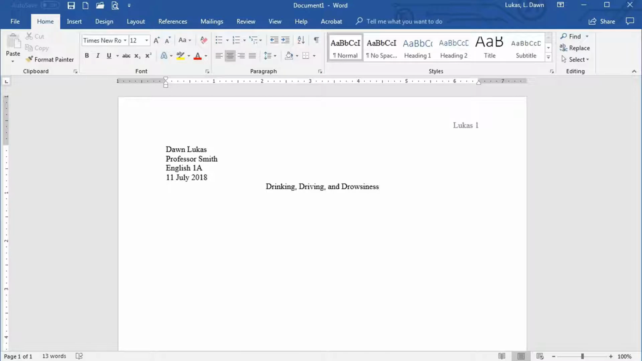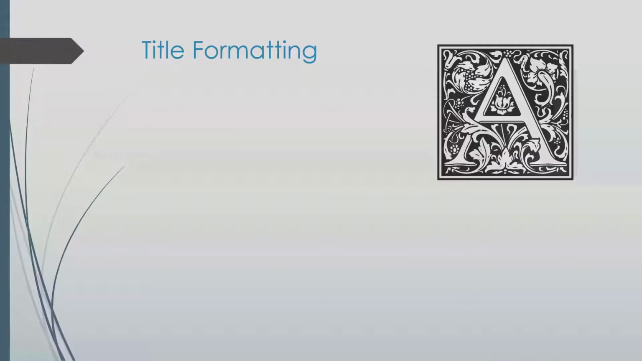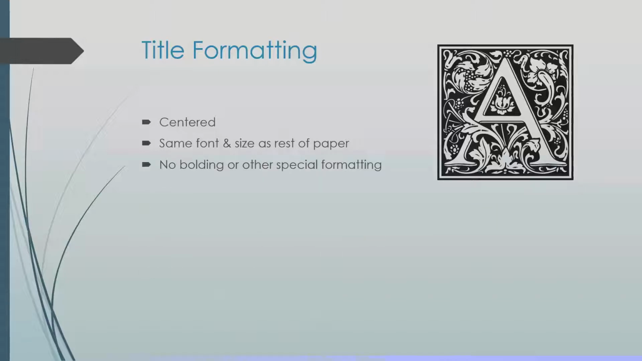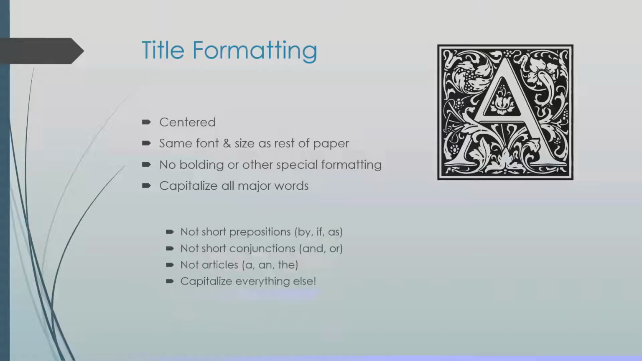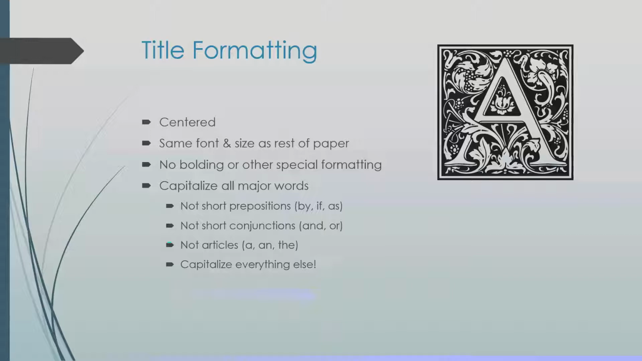To reiterate then, for MLA formatting, titles should be centered. They should be in the same font and size as the rest of the paper, which is usually Times New Roman 12-point font. The title should not be bold, underlined, or anything else like that. However, you do need to capitalize all the major words. That is, do not capitalize prepositions like if, conjunctions like and, or articles like the, but all other words in the title should be capitalized.